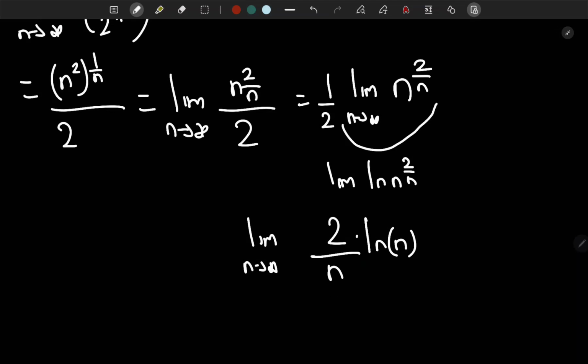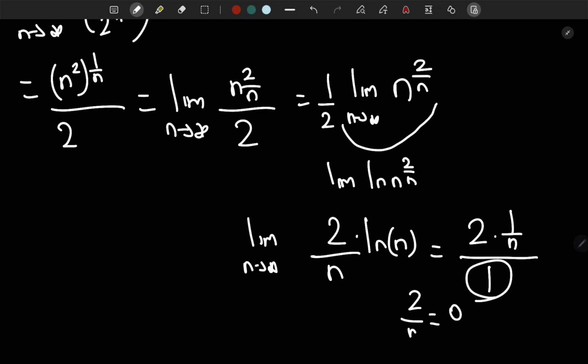So the derivative of ln n is 1 over n. So here I'm going to get 2 times 1 over n, which is the derivative of ln n, over the derivative of n, which is going to be 1. So we have 2 times 1 over n over 1. Now if we substitute n as infinity, we will get 2 over infinity, which is equal to 0, divided by 1 over here. 0 over 1 is also 0, right? So we get the final answer as 0.